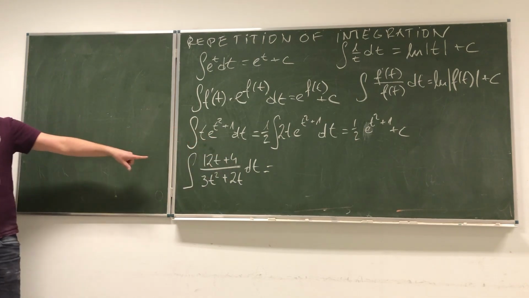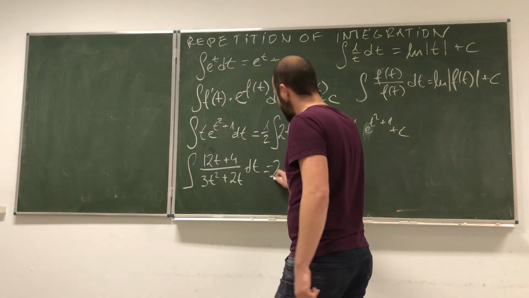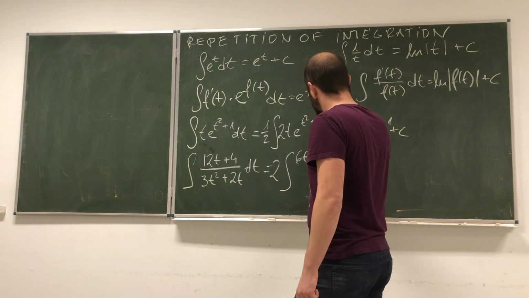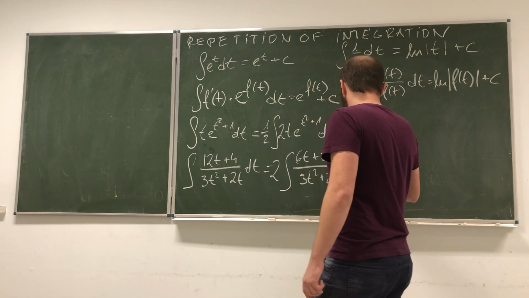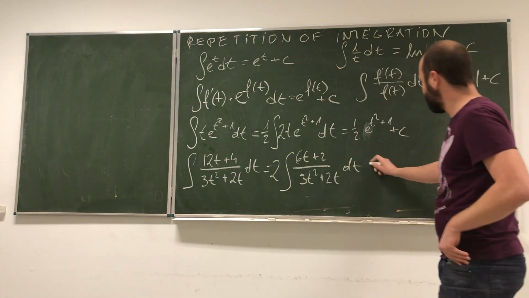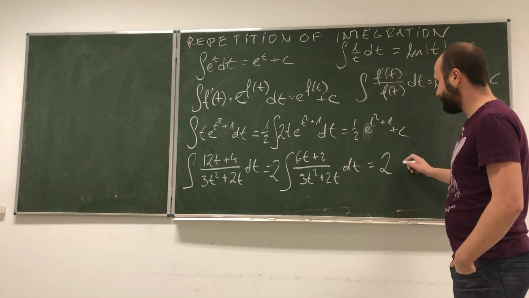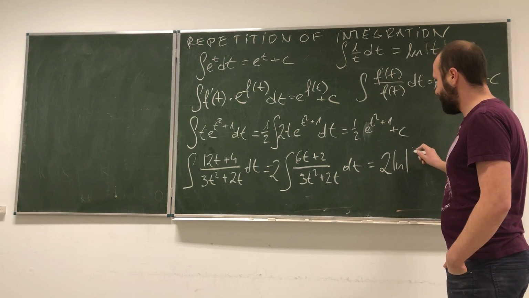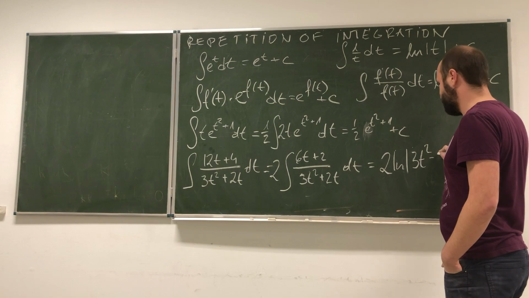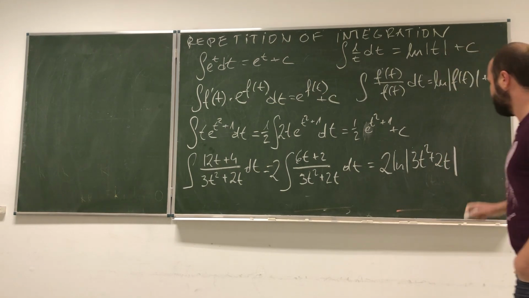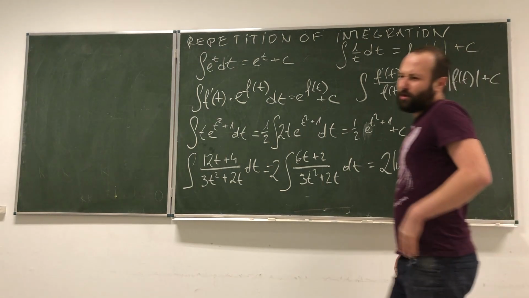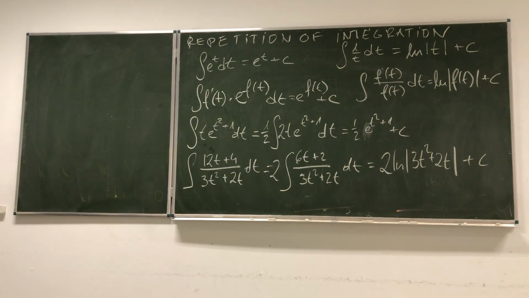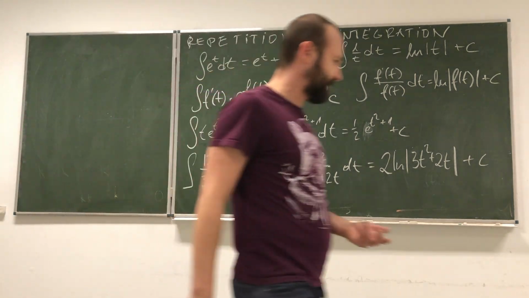So, what I need to take out of the numerator, I need to take 2. And then I get 6t plus 2 over 3t squared plus 2t dt. And this is of course equal to 2 ln absolute value 3t squared plus 2t plus c. Okay, and look, those are basically all the basic rules that we are going to use in this class.